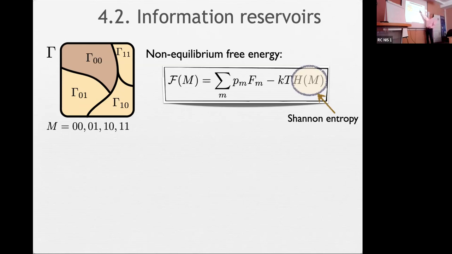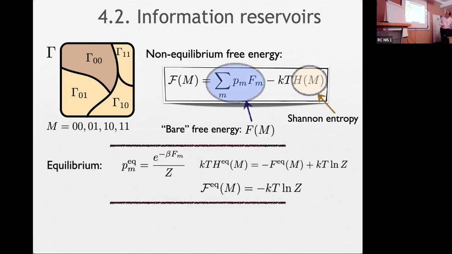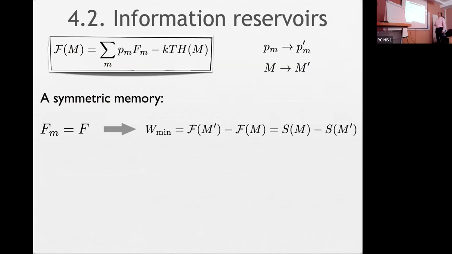And this is a property of each of these regions. If the memory is symmetric, in fact, the only important term here is the entropy, and we can get this formula, which is that the minimal work to go from m to m prime is the difference of entropy in the memory. This was expected, but there is all this treatment to do it. And this work can be achieved in memories because of this separation of time scales. This is important.